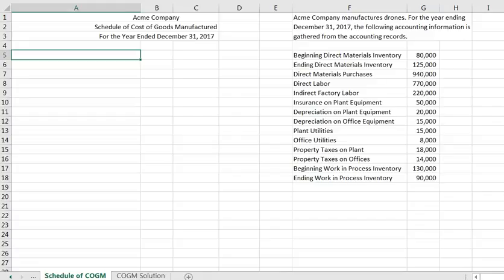The schedule of cost of goods manufactured involves calculating the direct materials, direct labor, and manufacturing overhead used in the manufacturing process during the period, plus the beginning work in process inventory and minus the ending work in process inventory. This is similar to the cost of goods sold calculation used for a merchandising company, but does involve a few more steps.